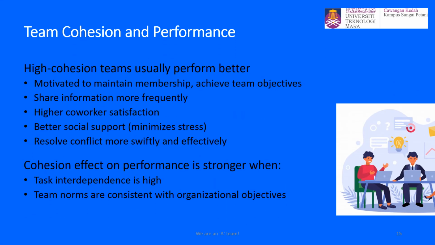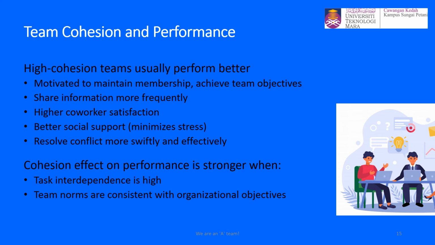This slide talks about team cohesion and performance. Teams with high cohesion tend to perform better as compared to those with low cohesion. This is because they tend to share information more frequently and are motivated to maintain membership to achieve the team's objective. Team members provide social support for each other in stressful situations and will always find ways to minimize dysfunctional conflict together. Nevertheless, the relationship between team cohesion and performance depends on two factors, which are task interdependence as well as team norms.